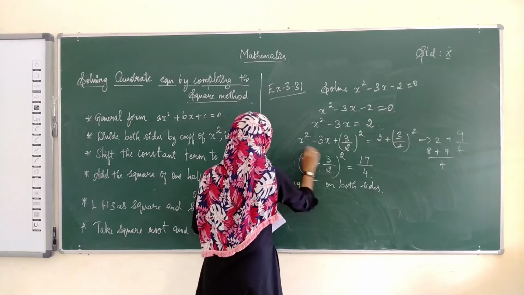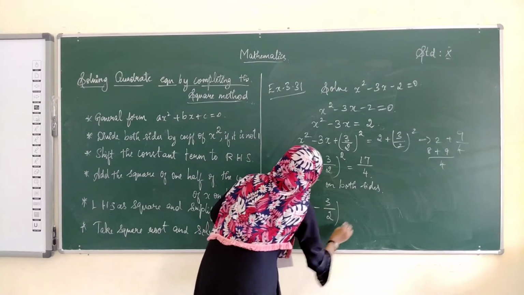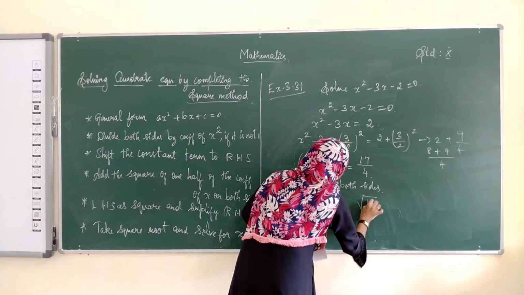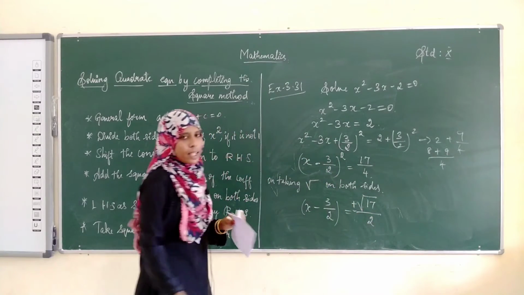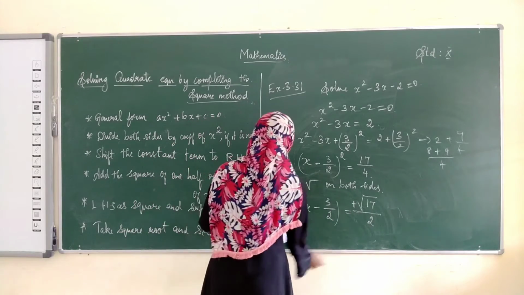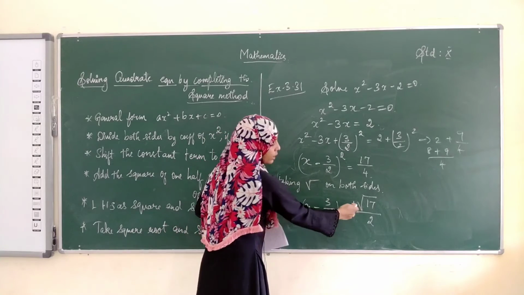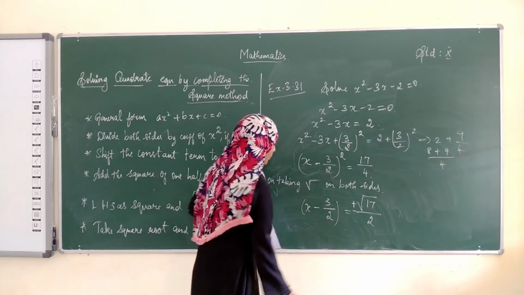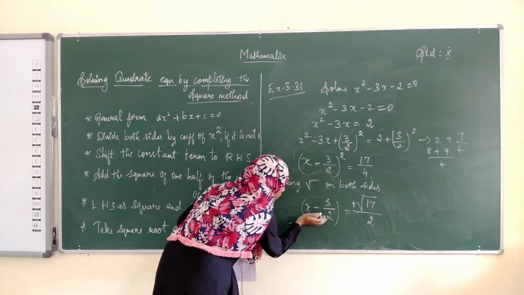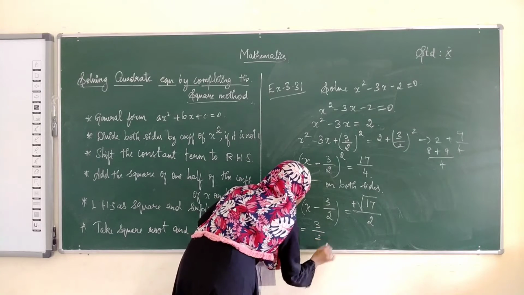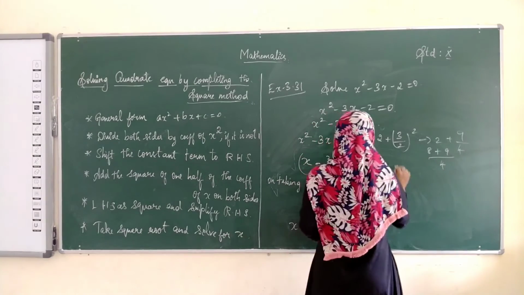What we get? On taking square root, the square and square root are cancelled. Therefore, x minus 3 divided by 2 is equal to plus or minus root 17 divided by 2, because we are taking square root, therefore it becomes plus or minus. What we have to find is the value of x. Therefore, keep the x alone on this side: x is equal to 3 divided by 2 plus or minus root 17 divided by 2.